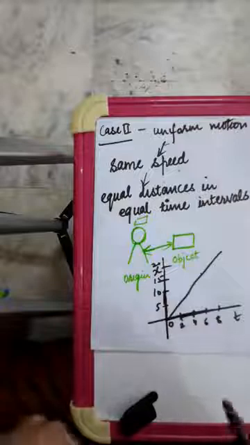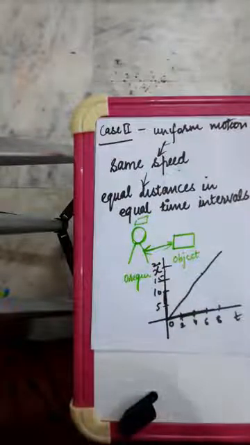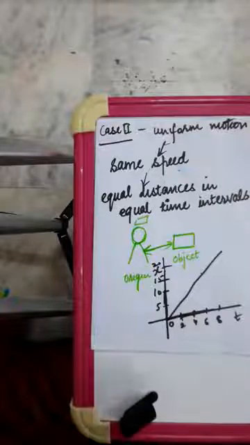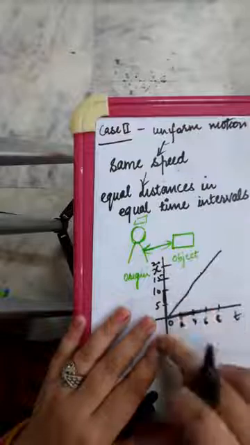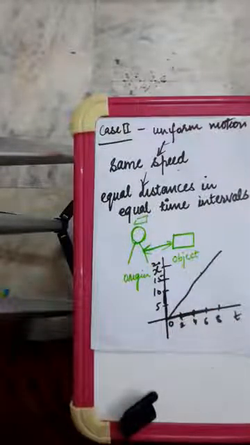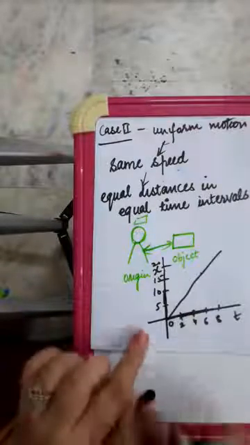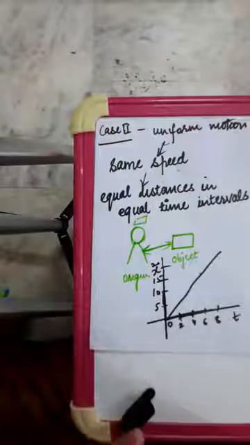Position was the same, and that's why we were getting a straight line parallel to the time axis. But here the object is in uniform motion. So this time the graph is going to come as a straight line inclined to the time axis. First and foremost thing.